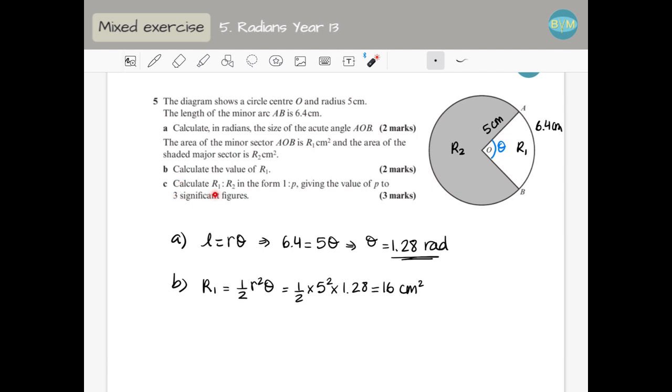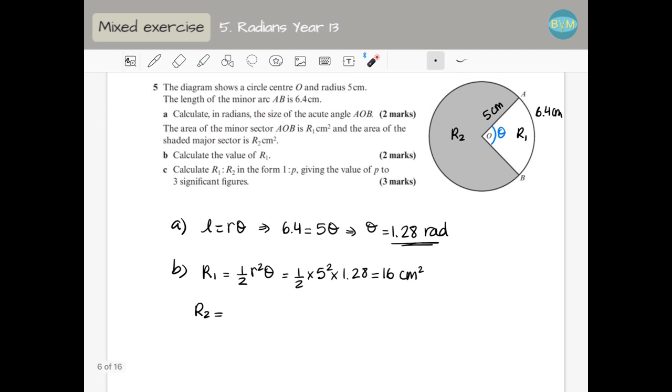And then calculate the ratio R1 to R2 in simplified form. So R1 is going to be 1, and we have to find this number. Find the value P to 3 significant figures. So for that, we have found R1, we are going to find R2.